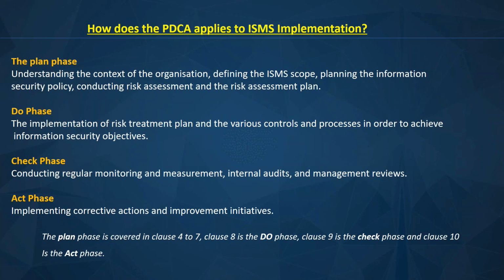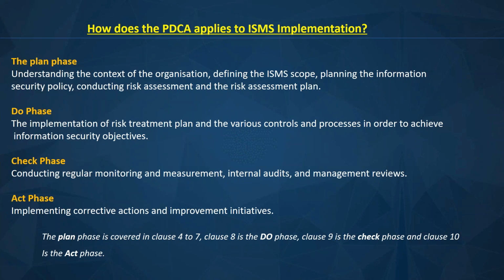Defining the ISMS scope, planning the information security policy, conducting risk assessment, and the risk assessment plan. The first one there is understanding the context of the organization. If we're going to use our example, our organization is a charity organization. So that's the context. Perhaps there's a parent organization that they are reporting to, because the organization I showed you is just a customer operations center. Perhaps they have a parent company somewhere. Some of these charity organizations sometimes come together and form one big massive organization.